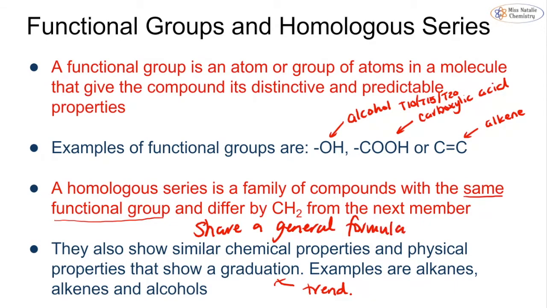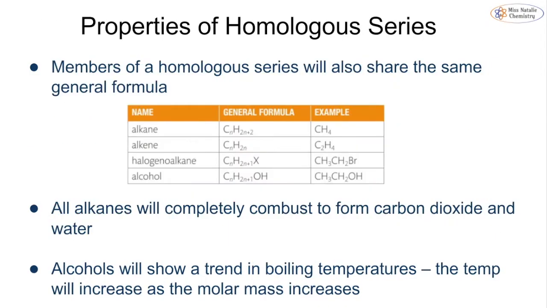So for example, CnH2n+2. So all alkanes will follow the same general formula. And we can see some more examples of general formulas. So we have the alkenes, the alkanes, halogenoalkanes that we will discuss in topic 10. So when we have an alkane with a halogen attached, and also alcohols, again, we'll discuss in topic 10.